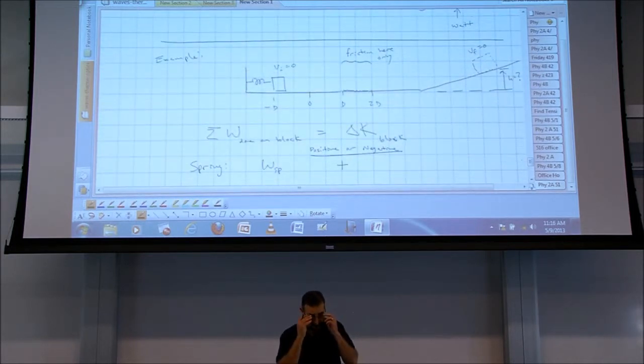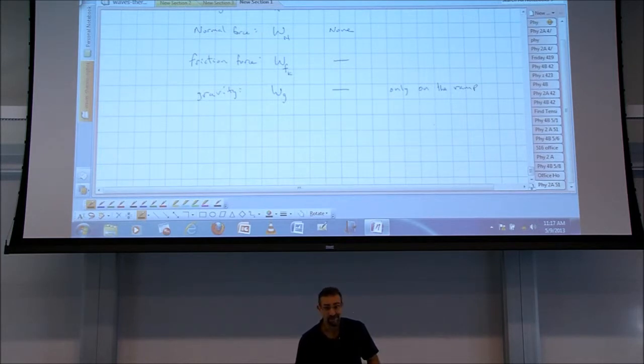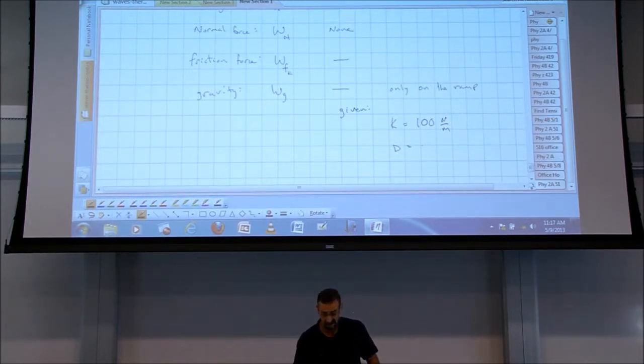Okay, should we put some numbers in there? I don't like making up these problems on the fly. Okay, so we've got a spring constant. Let's make it 100. We've got some initial displacement of that spring. How much is it stretched by? How about 2 meters?